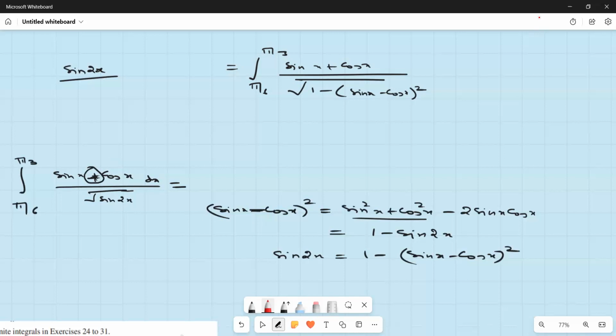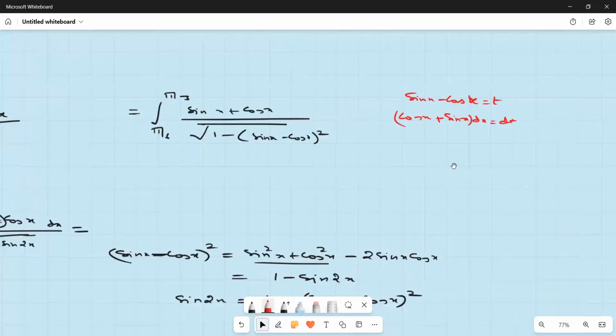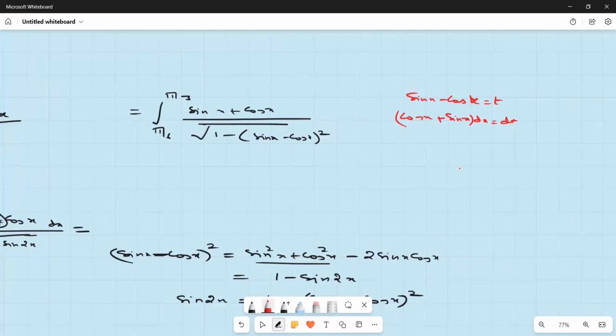So now suppose sin x minus cos x is equal to t. So it will be cos x, cos x is minus minus, so it will be plus sin x dx is equal to dt, right? Now, if you want to change the limits, good. Otherwise, just pick it up like an indefinite integral, solve it till last, and then put the limits. So if I put the limit, sin pi by 6 is 1 by 2. So that will be difficult for you to handle, as it will get 1 minus root 3 by 2, right? So let us take it as an indefinite integral only.